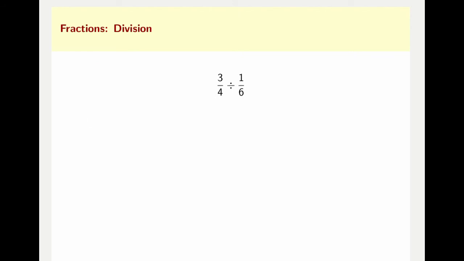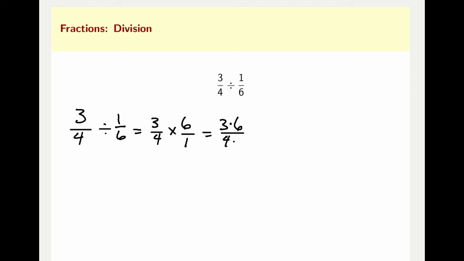Let's do another example. 3/4 divided by 1/6 equals, write your first fraction again, 3/4, multiply, and now we invert, 6 over 1 equals 3 times 6 over 4 times 1 equals 18 over 4, which equals 9 over 2. And of course we can reduce or rewrite these improper fractions as mixed numbers. So 2 goes into 9 4 times with 1 left over.